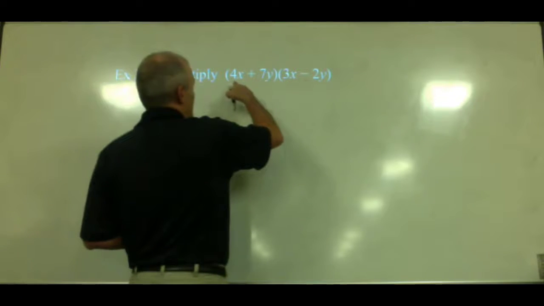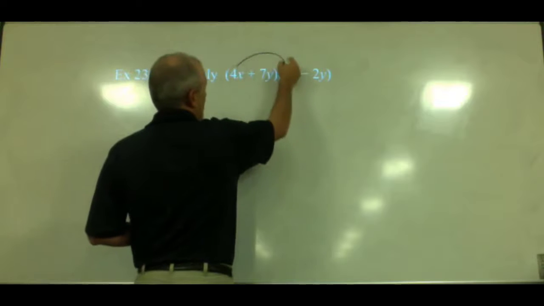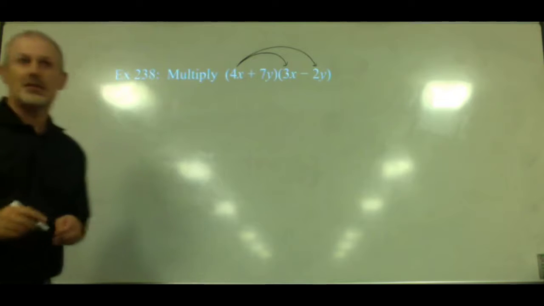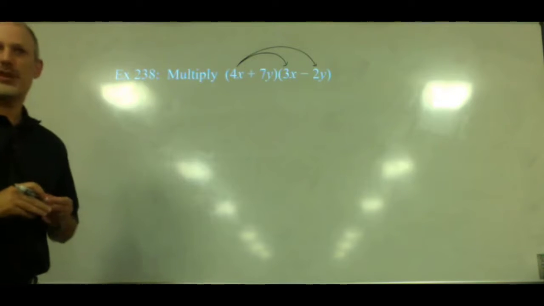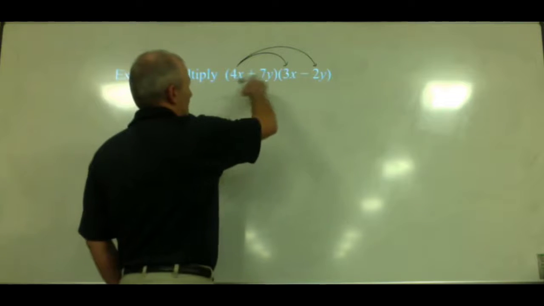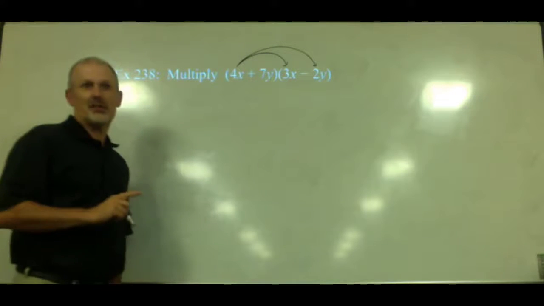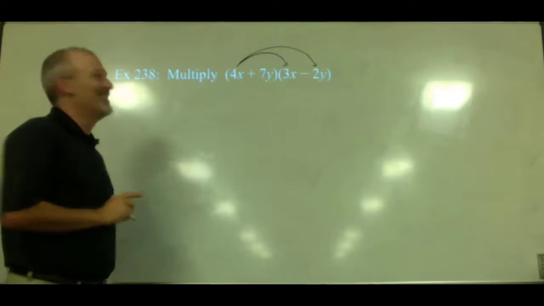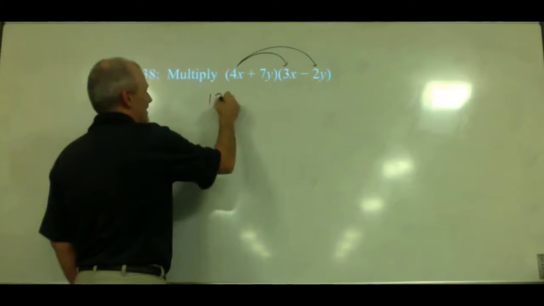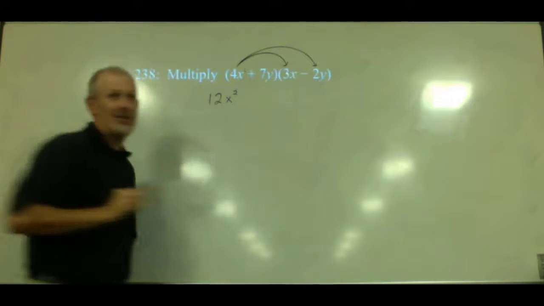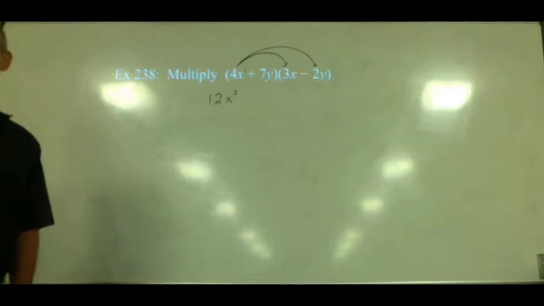This 4x distributes to the two things in the other parentheses. So one at a time, but I drew both arrows just so you'd see it right away. So we're going to multiply 4x times 3x. And what does that give us? 12. And how about the x's? 12x squared. X to the first and x to the first, right? So x squared, x times x.